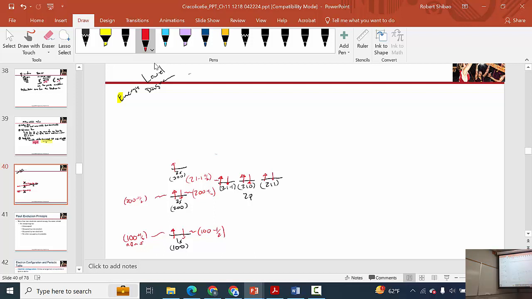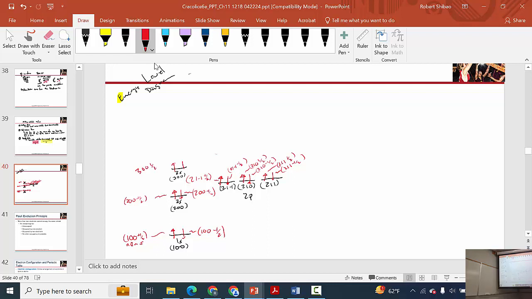So I guess we could do the quantum numbers for these as well. This will be a 2, 1, negative 1, negative 1 half. This will be a 2, 1, 0, 1 half. This will be a 2, 1, 0, minus 1 half. This one would be a 2, 1, 1, 1 half. This one's going to be a 2, 1, 1, negative 1 half. This one's going to be a 3, 0, 0, 1 half.